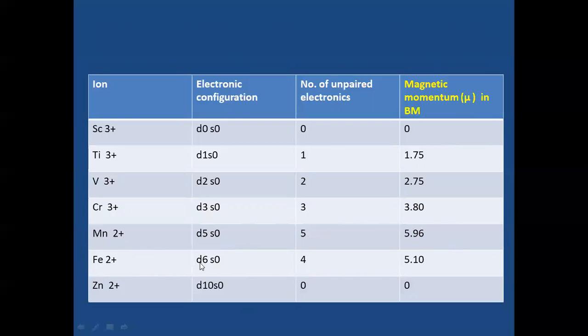For ferrous, which has 6 electrons, out of these 6 electrons, 2 will be paired because there are 5 orbitals in d, so only 4 are unpaired. Therefore, the value is about 5.1. Again, in zinc, we know that 2 electrons from the s level can be removed, so we remain with 10 electrons. 10 electrons means all are paired, so there is no unpaired electron. So the number of unpaired electrons is 0, therefore the value for mu is 0.